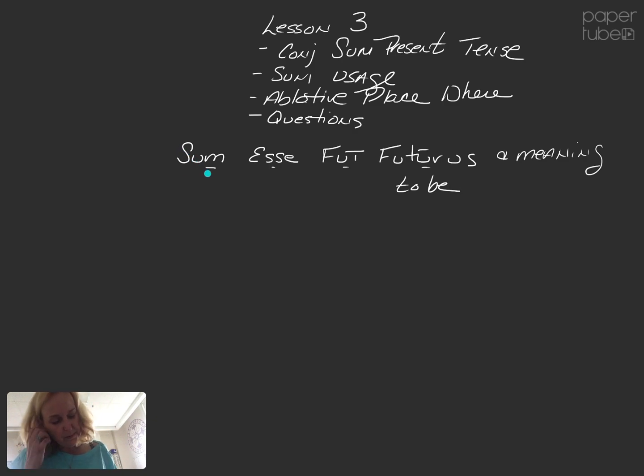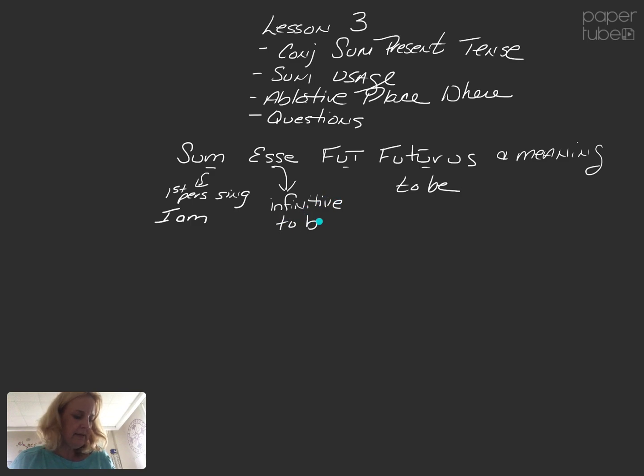So the first principal part, you may remember from first conjugation, is the first person singular active indicative form. So for the verb to be, it's sum, I am. Esse, the second principal part, is the infinitive. Now the infinitive in English is the to form of the verb. To run, to call, to love, to be. Esse, to be. Now, we have no RE here to cut off. It's an irregular verb. We just have to memorize it.